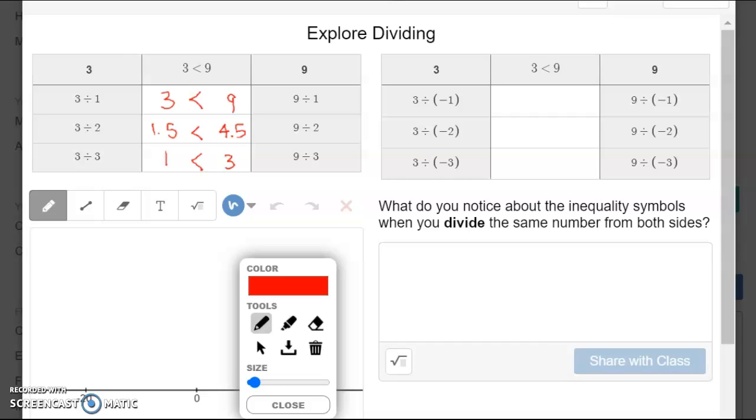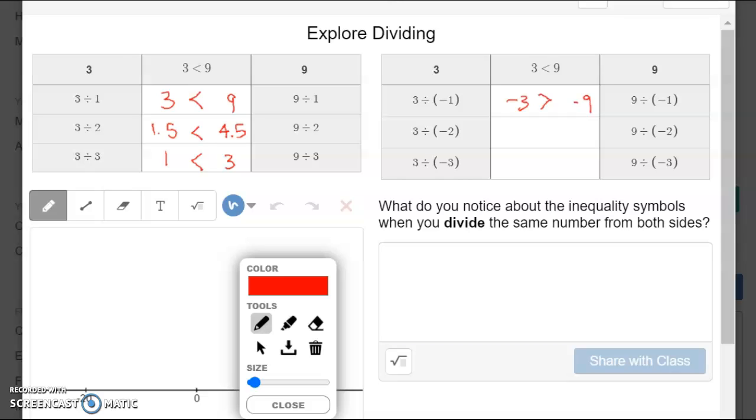What about when you're dividing by a negative number? 3 divided by negative 1, that's going to be negative 3. 9 divided by negative 1 is going to be negative 9. Which is the bigger number, or more positive number? That's going to be negative 3. So the inequality opens to the left. Notice that the inequality flipped. It was opening to the right before. Now when we divided by a negative number, it flipped.